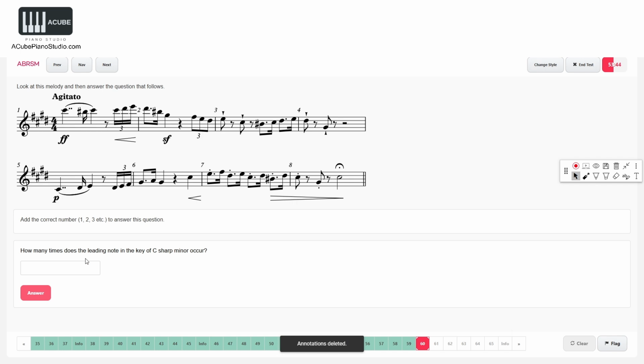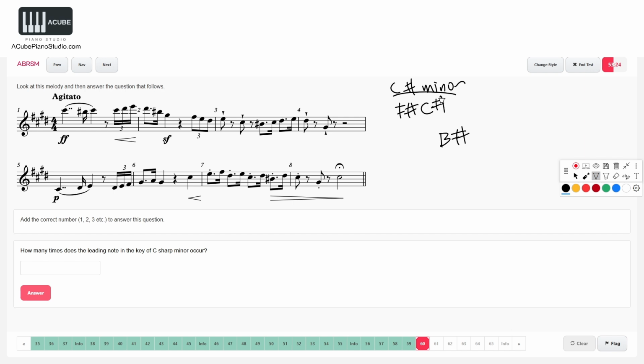Next, how many times does the leading note to the key of C sharp minor occur? So C sharp minor, the 7th note is B, right? It should be B sharp, because you are going to sharpen the 7th note. C sharp minor, based on our key signature chart, has F sharp, C sharp, G sharp, and D sharp. And then the 7th note is B, but in a harmonic minor, you will sharpen it, so the B becomes a B sharp. So basically, they're asking how many times do you see B sharp?